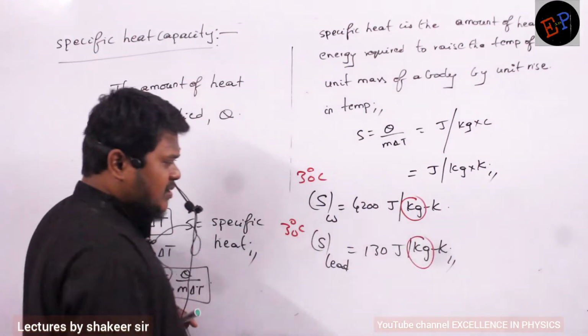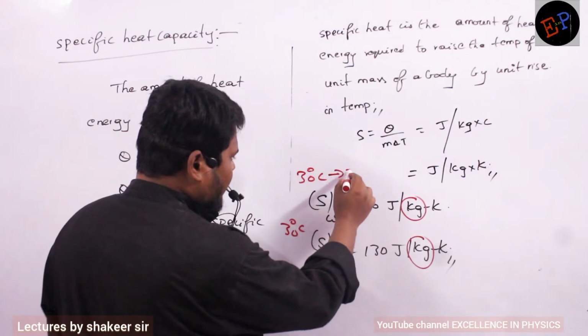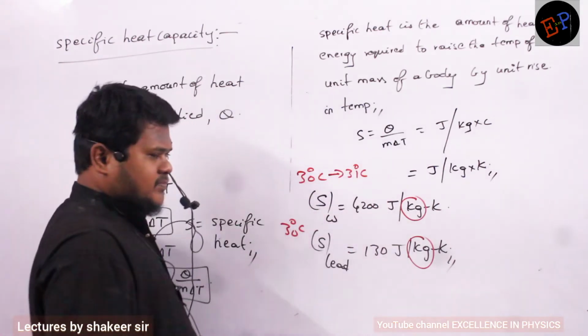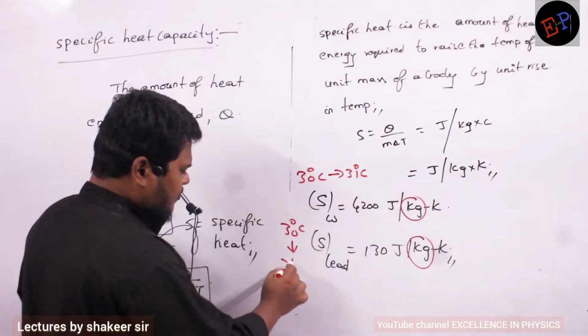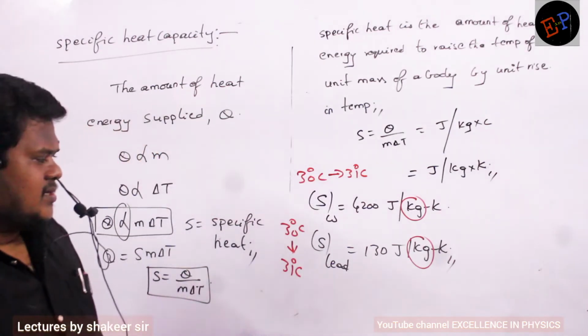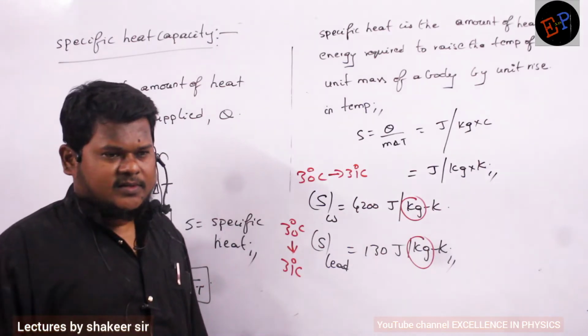1 kg of lead metal I am taking, and I want to raise the temperature from 30 to 31 degrees Celsius. Water, lead also I want to change from 30 to 31 degrees Celsius. What is the rise in temperature? 1 degree Celsius or 1 degree Kelvin. That is the rise in temperature.